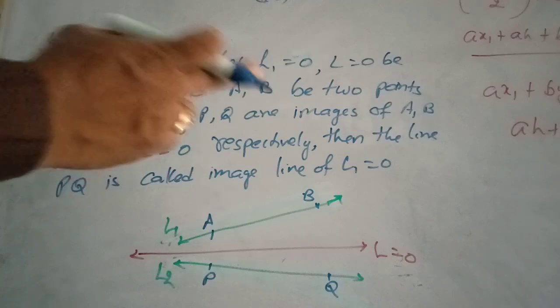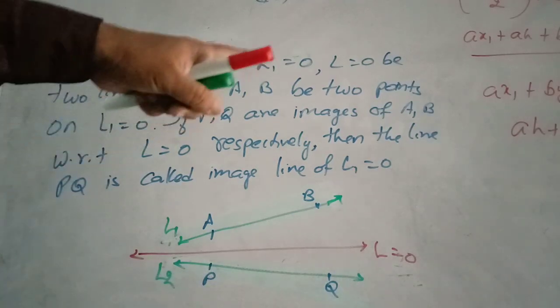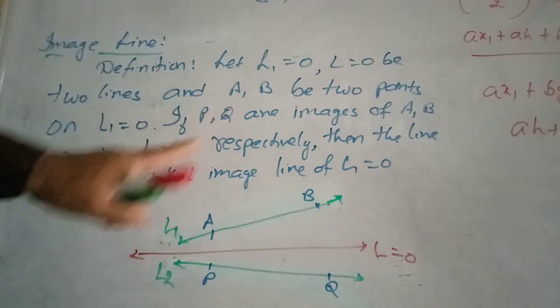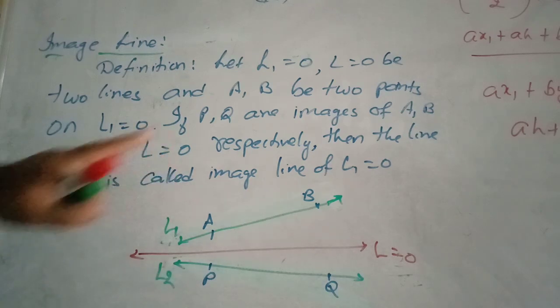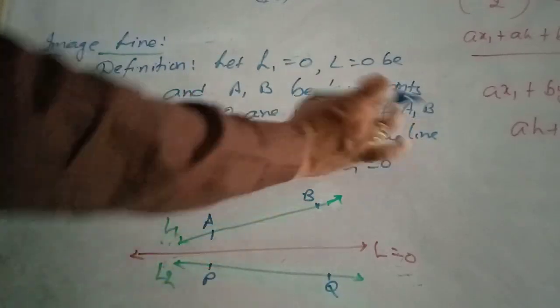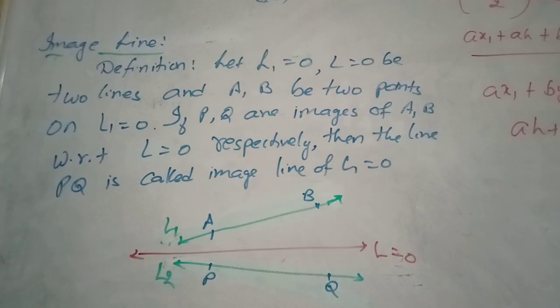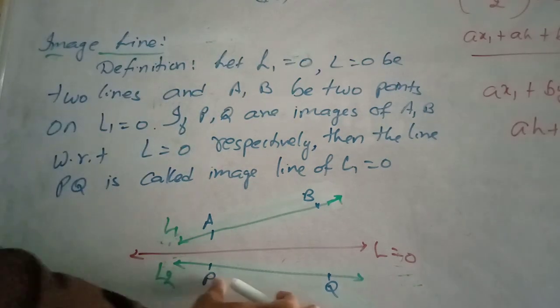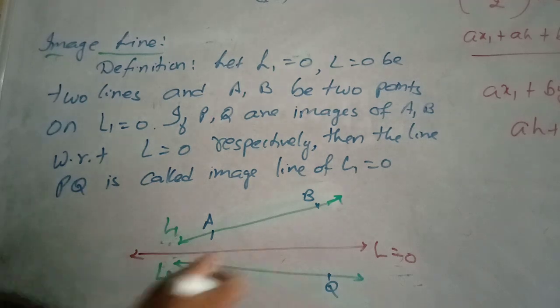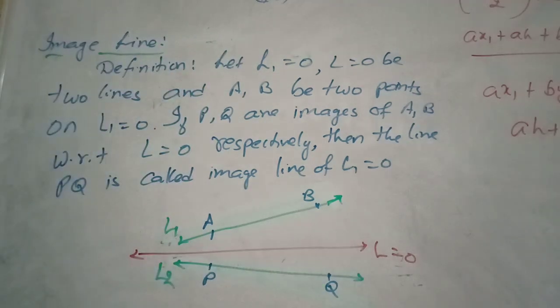P and Q are the images of A and B with respect to L is equal to 0, respectively. Then the line PQ is called the image line. This L2 is called the image line of L1 with respect to L is equal to 0. That's it. So this is all about the image.